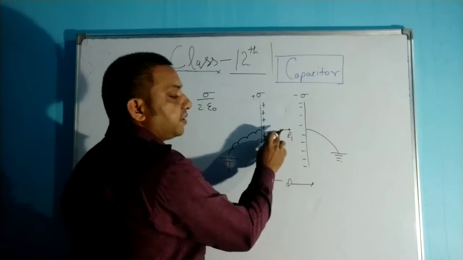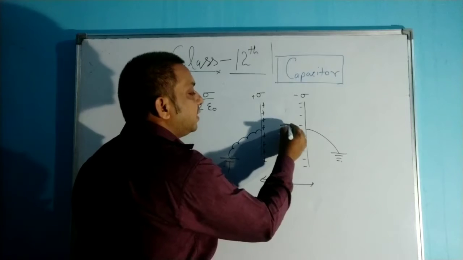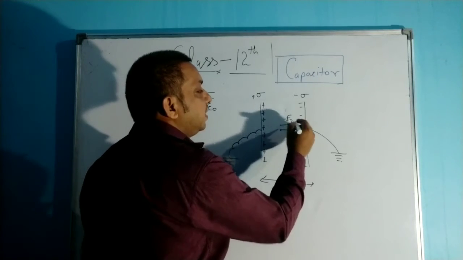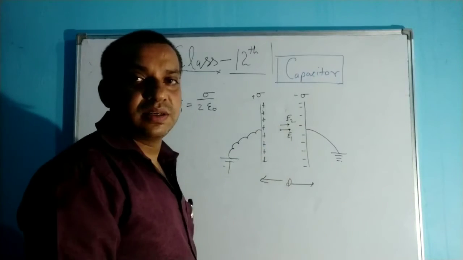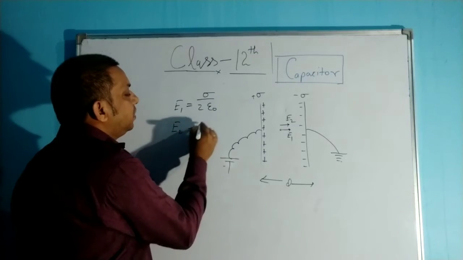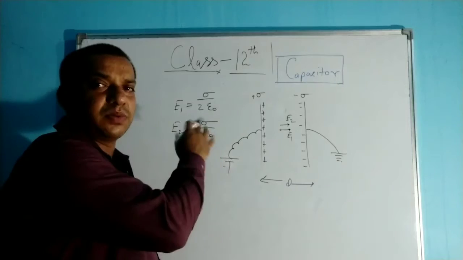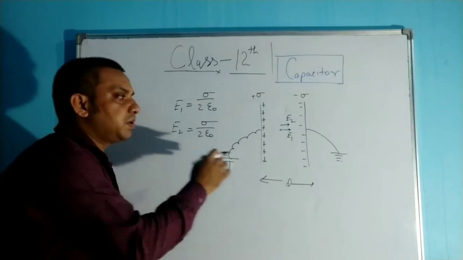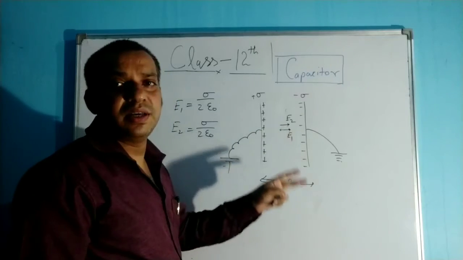So again, if you place a test charge here, it will be attracted by this negative plate. So the direction of the electric field is in this direction. So both are in the same direction. And again, what is the magnitude of this E2? E2 is again sigma upon 2 epsilon naught. Don't be confused, I am not taking minus sigma upon 2 epsilon naught, because I am already indicating the direction here. So the electric field moves in the same direction.